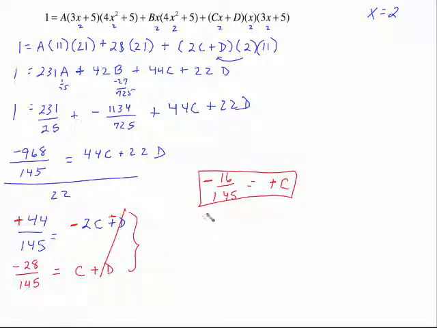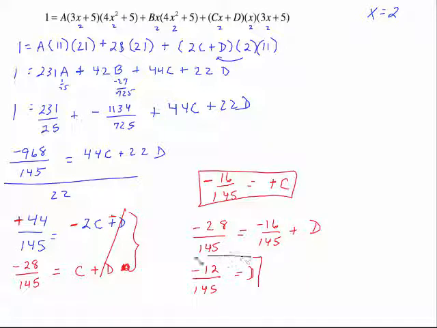To get our value for d, I'm going to use this equation right here because it's the easiest one. I have negative 28 over 145 equals c, which is negative 16 over 145, plus d. Add 16 over 145 to both sides, and I get negative 12 over 145 equals d. So this is a brutal problem for just plain old algebra simplifying, and fractions you just got to be very careful with every step. So now I just need to put it all back together again into the equation.